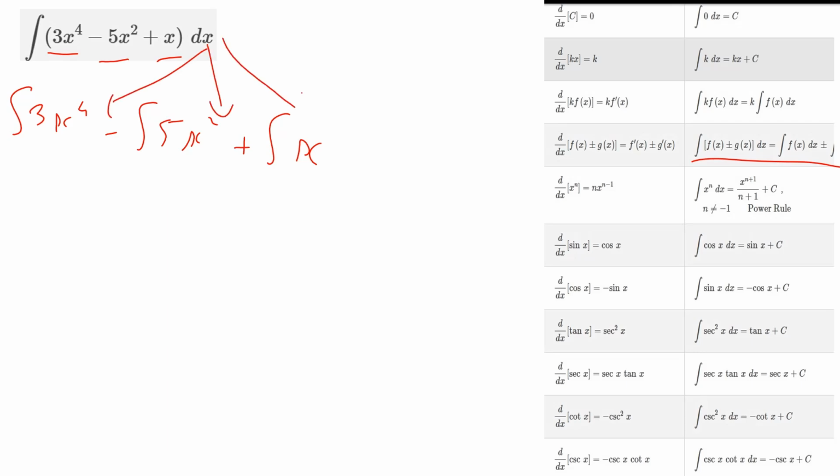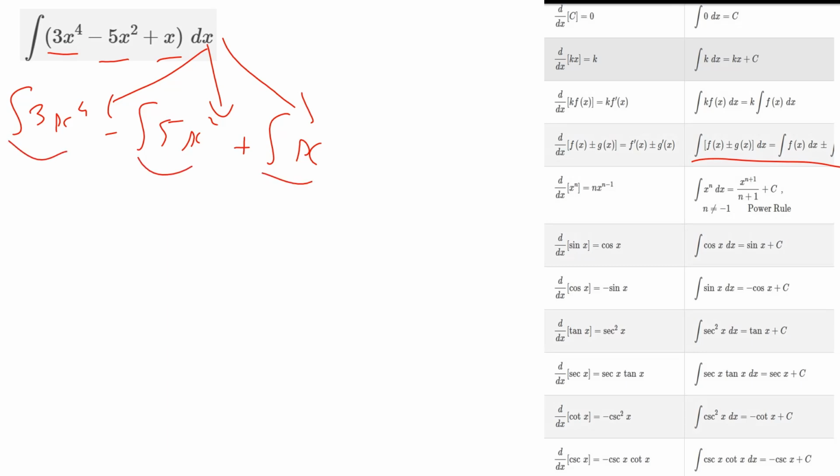So I go to my table and then I find the integral of the sum is just the sum of integrals. This means that I can rewrite this integral here as the integral of 3x to the fourth minus the integral of 5x squared plus the integral of x. And I shouldn't forget this dx that needs to be put here. Then I look at each integral separately.